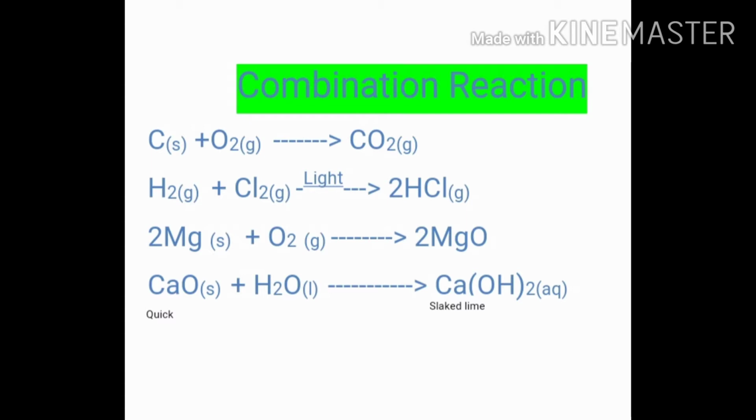Carbon in the form of coal burns in air to give carbon dioxide gas. Hydrogen gas combines with chlorine gas to form HCl gas. Magnesium ribbon burns in oxygen or air to form magnesium oxide. Calcium oxide or quicklime combines when added to water to produce calcium hydroxide or slaked lime.